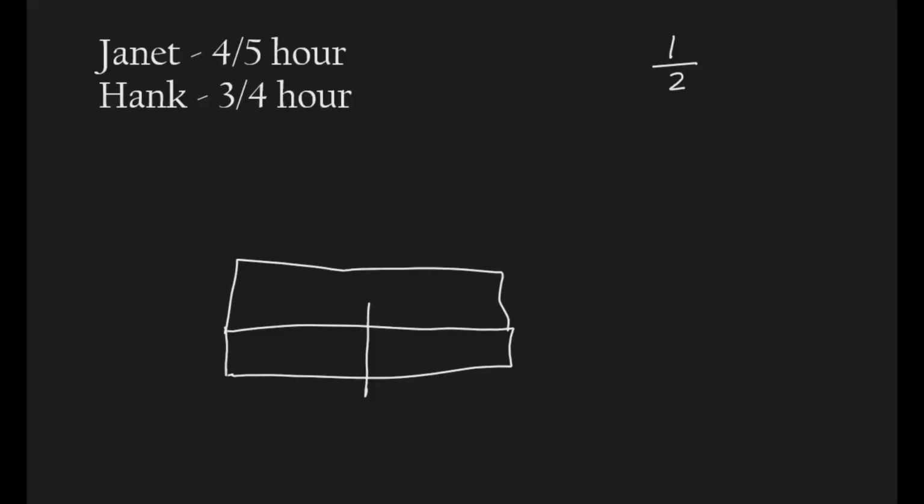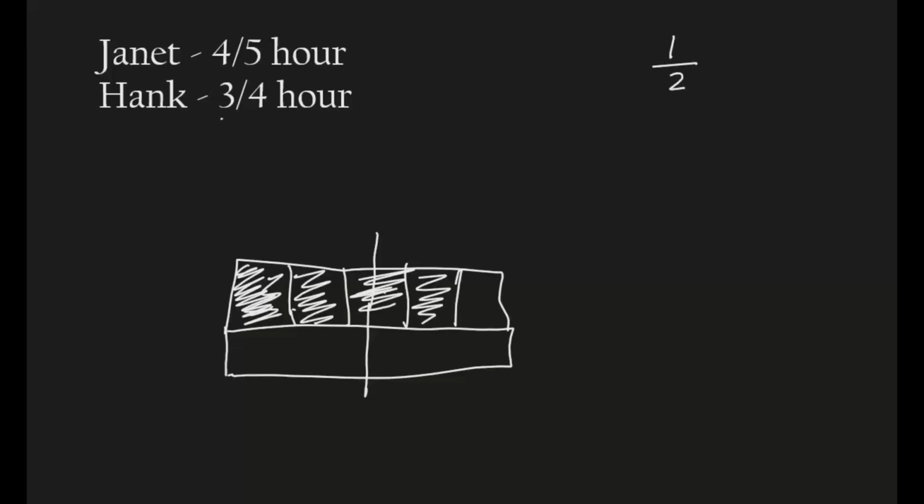And then let's see how much 4/5 is. So we'll need to divide it into 5 pieces. So 1, 2, 3, 4, 5. So now let's shade the parts that we're going to use. So 1, 2, 3, 4. So that's 4/5 of an hour. So obviously it's more than 1/2. It's more than 1/2 because this is 1/2 and it's all the way here.